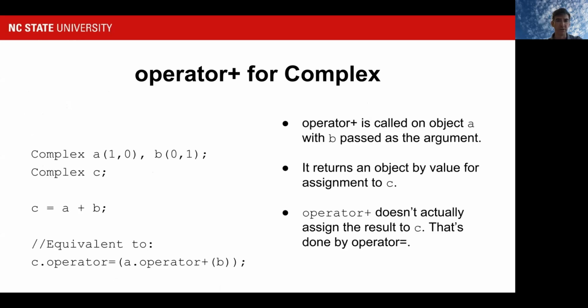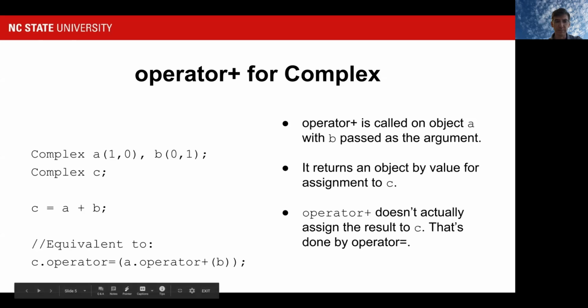Here's another look at the operator plus. If I have objects A and B and C, then operator plus is going to get called on the A object. B is going to get passed as an argument. A way we could write this out in long form, and this is perfectly legal to do, you can say A dot operator plus and pass B as an argument. And that A dot operator plus B is exactly the same thing as writing A plus B in the code.